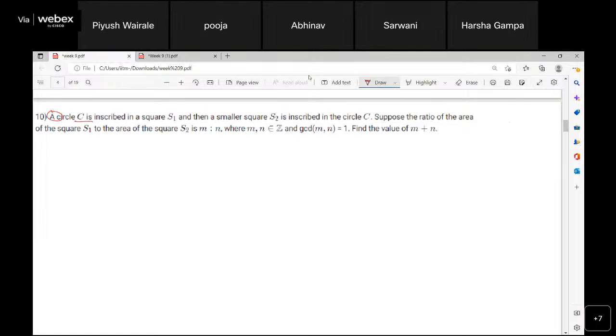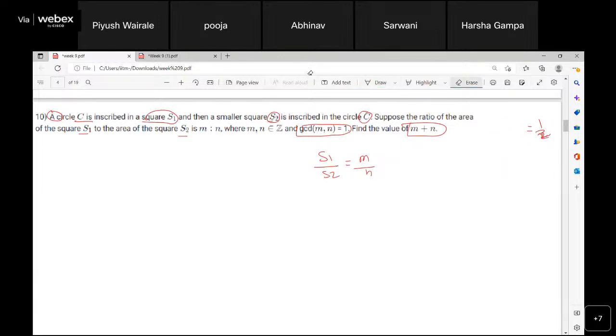A circle C is inscribed in a square S1, and then a smaller square S2 is inscribed in the circle C. Suppose the ratio of the area of squares S1 and S2 is given to us as m by n, and the highest common divisor of m and n is 1 only. So find the value of m plus n. Common divisor 1 means, suppose we have 4 by 8, I can reduce it to 1 by 2, so it has common divisor 1.